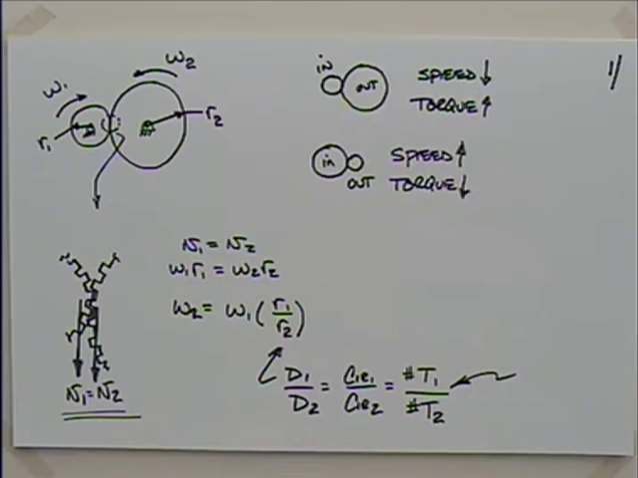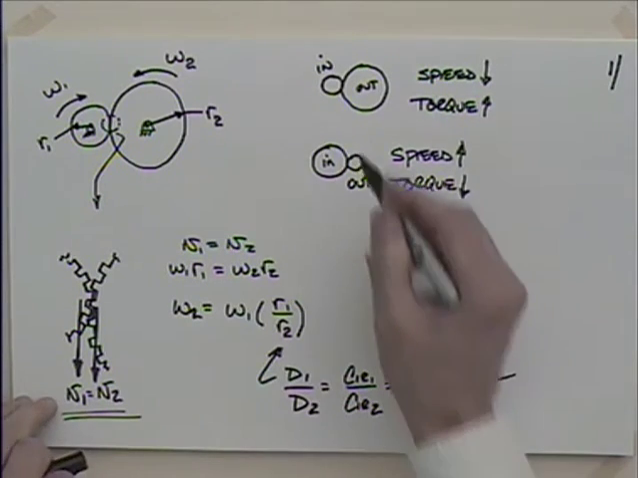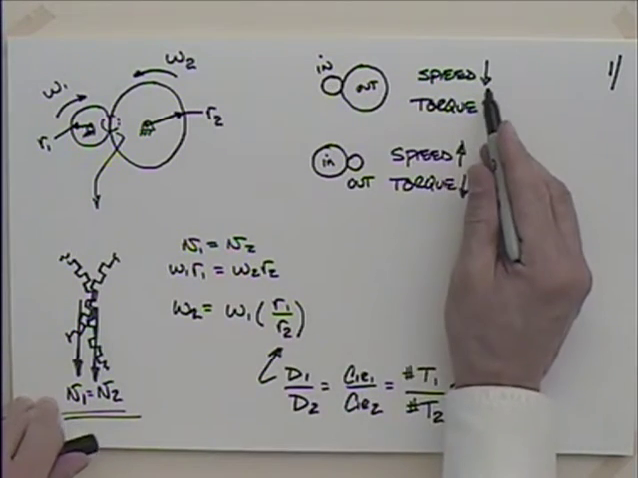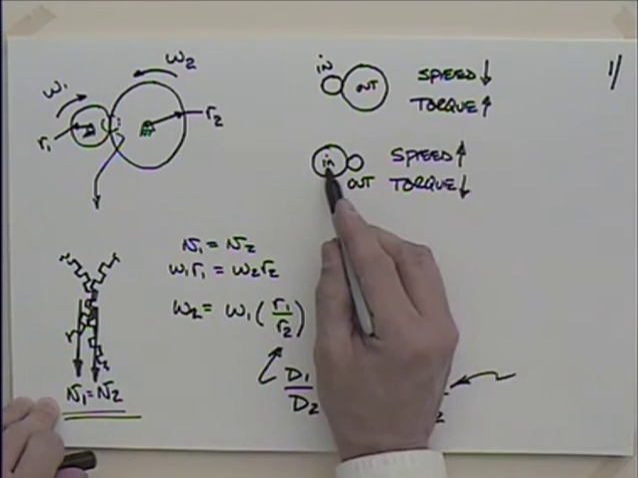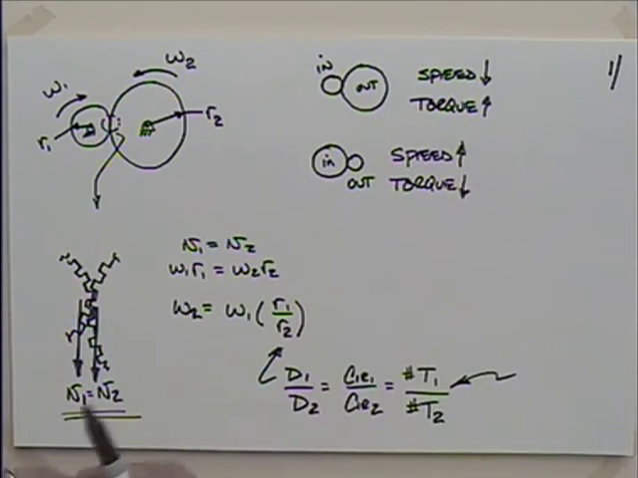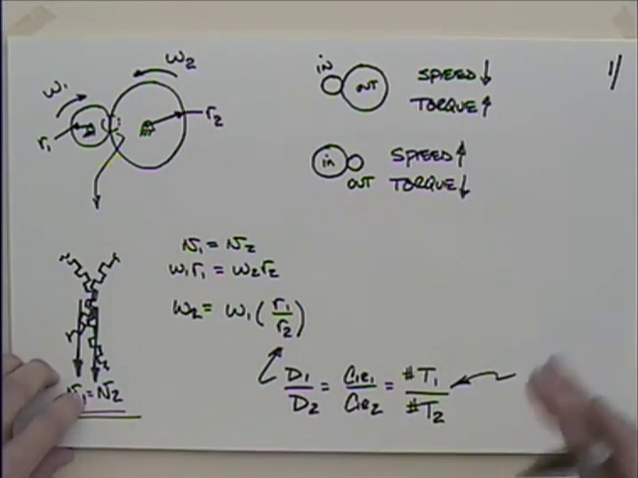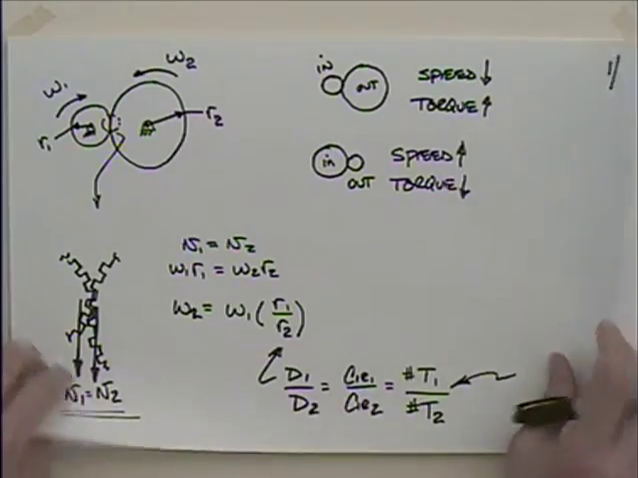Questions on that? So if we see a small input driving a large output, we've got a reduction in speed. We see a large input driving a small output, we have an increase in speed. This can also be done with belts. Probably worth another page here.